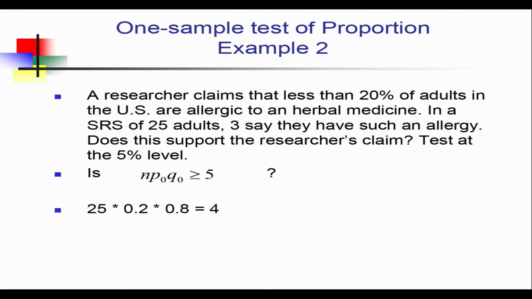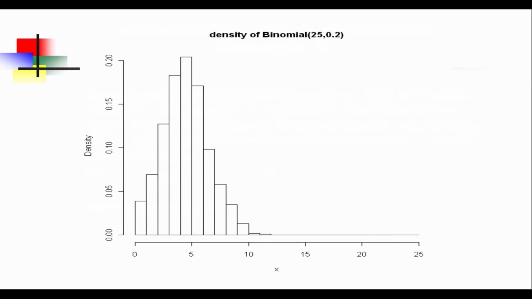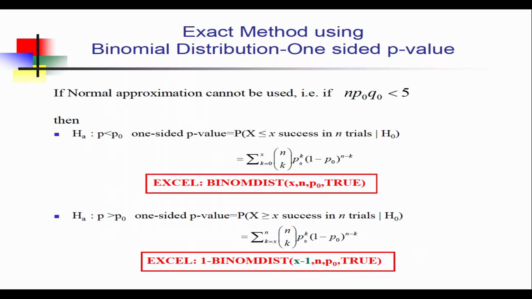So what should we do? Here is the distribution for a binomial distribution with n equals 25 and success probability 0.2. You can see its distribution is skewed. It's not normally distributed. So when n times p0 times q0 is less than 5, we cannot use a normal distribution to approximate the sampling distribution for p hat well. Whenever this happens, we use the exact method based on the binomial distribution.